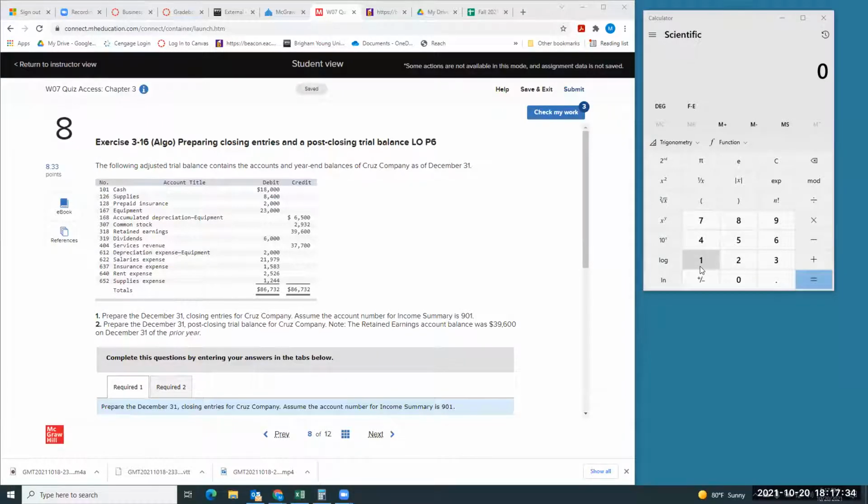All right, here we go with number 8 from week 7, quiz access chapter 3. It gives us a trial balance, which is all the info we need, and then it asks us to do the closing entries for the cruise company. This is an adjusted trial balance. Remember, in order to do closing entries, you need an adjusted trial balance. All the adjustments have to have been made.